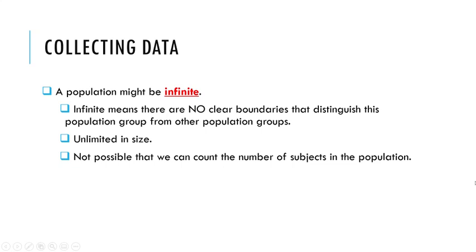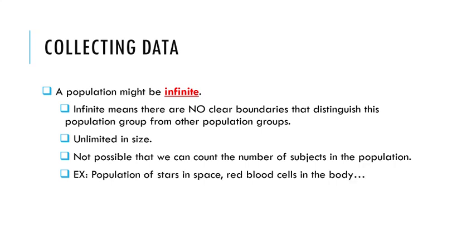And so if it's unlimited size, then it's not possible that we can count the number of subjects in the population. So what would be examples of this? Well, if we were looking at the population of stars in space, that's probably infinite in terms of not being countable. If we're looking at red blood cells in the body, same kind of thing. It's not a quantifiable number. It's just too large. It'd be impossible to count.